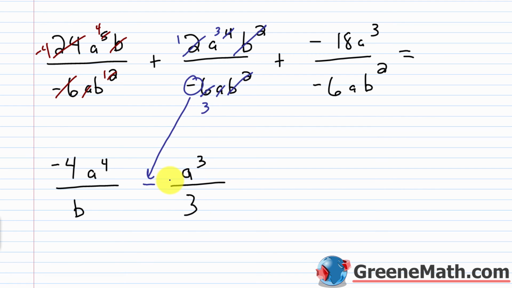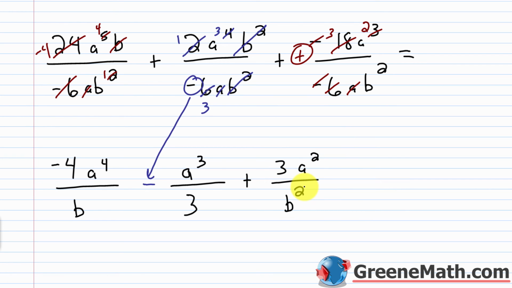All right, then next, I move on over here. I have a negative over a negative. I know that's going to be positive. And then 18 over 6 is 3. A cubed over a, this is going to be a squared. And then b squared, I don't have anything to kind of match up with that, so that's just going to stay. All right, so then it's going to be plus, we have 3a squared over, in the denominator, b squared.